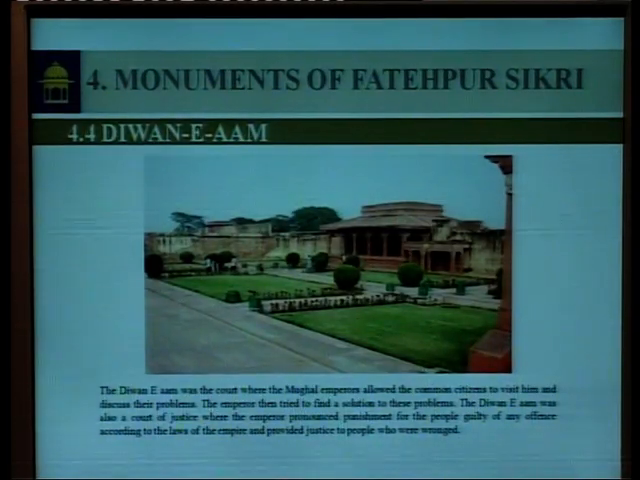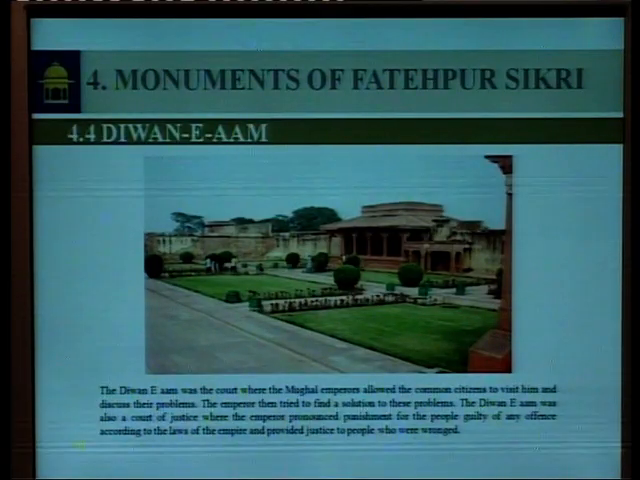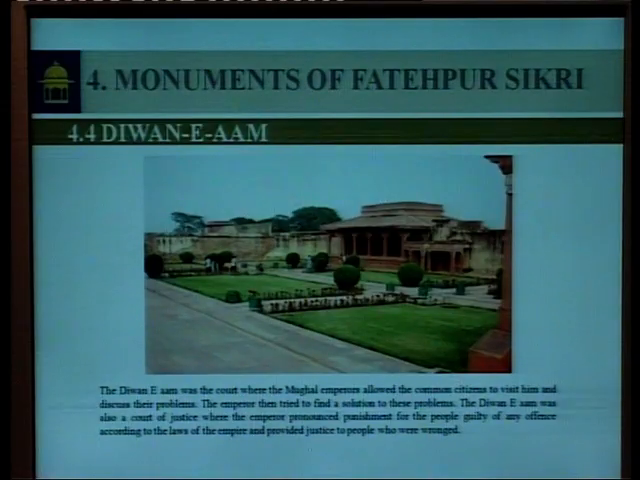The Diwan-i-Aam was the court where the Mughal emperors allowed the common citizens to visit them and discuss their problems. The emperor then tried to find a solution to these problems. The Diwan-i-Aam was also a court of justice, where the emperor pronounced punishment for the people guilty of any offence according to the laws, or he also gave favors to those who did good work.